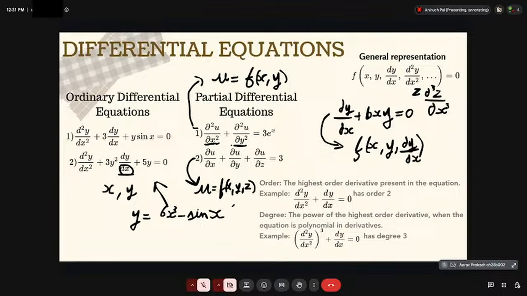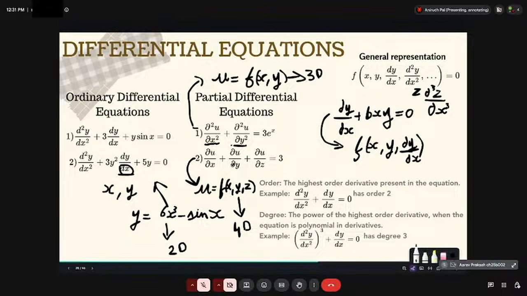Since this graph is in 3D and this graph is in 2D, just for the sake of mathematicians, we'll say this graph is in 4D, a four-dimensional graph. So that is about it for the basics of differential equations.